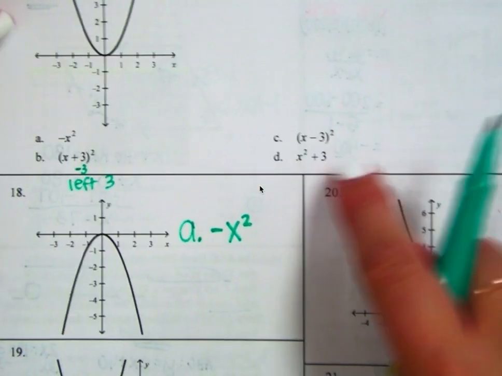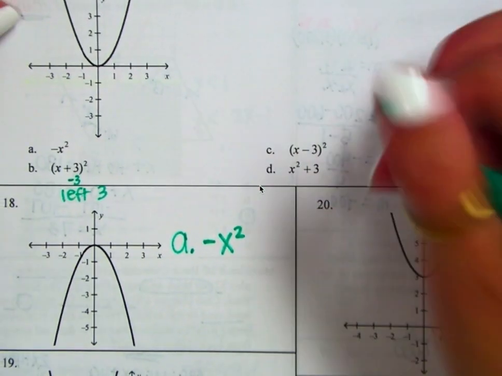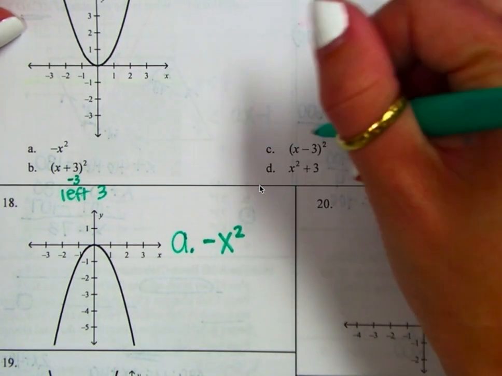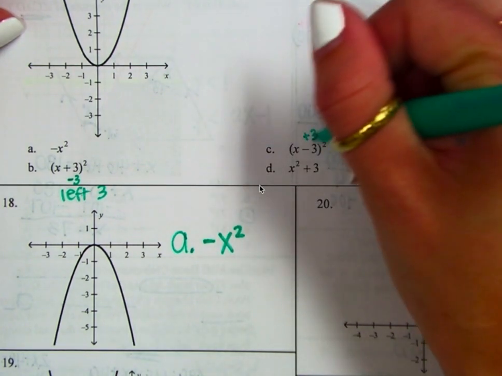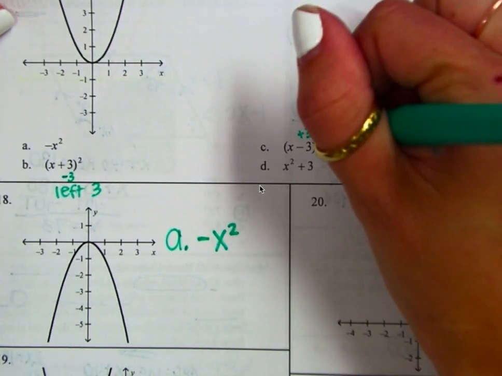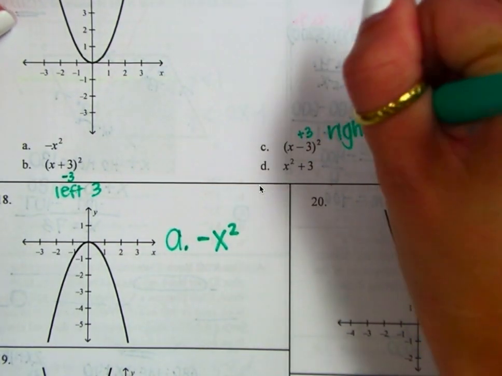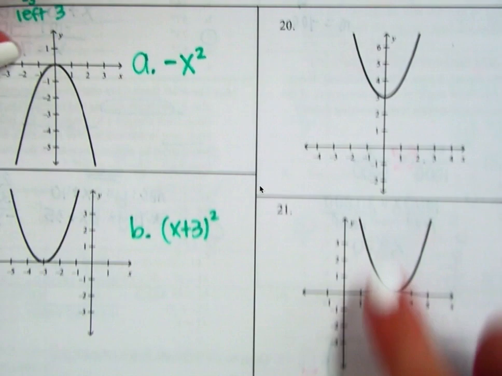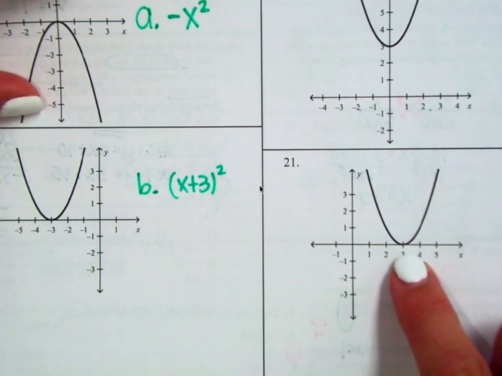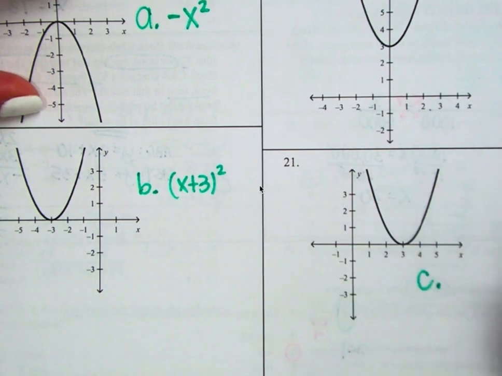Okay, then x minus 3 squared, again, inside those parentheses, we're going to change the sign and think about plus 3. This means translate right 3. And that's shown right here in number 21. It's taken from our parent function at 0, 0 and going to the right 3. So number 21 will be C.